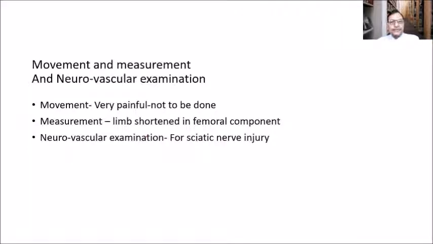Now the movement and measurement, which is a definite sequence of the examination. Remember, movement is very painful and not to be tried even. Measurement, if you try, it will definitely be shortened, and especially in the femoral component. And if at all you can draw a Bryant's triangle, the base will also be shortened. The neurovascular examination is to be done for sciatic nerve injury. Usually there is neuropraxia.